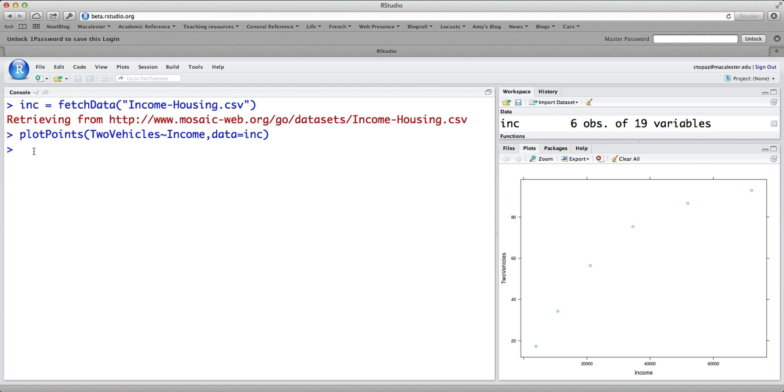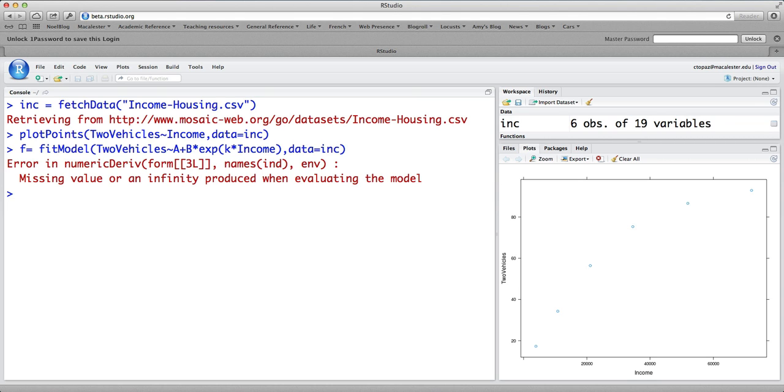Let's go ahead and see how we use this. Suppose, for now, that we just try to fit our model. I say F equals fit model, and I'd like to predict 2 vehicles as a function of A plus B times the exponential function of K times income. The data comes from a variable called inc, and I tried to run this model, and I get an error. And basically that error means the procedure failed. And the reason it failed is that this parameter k appears inside an exponential function. That means it appears non-linearly, and R has a hard time. We've got to give it some help.